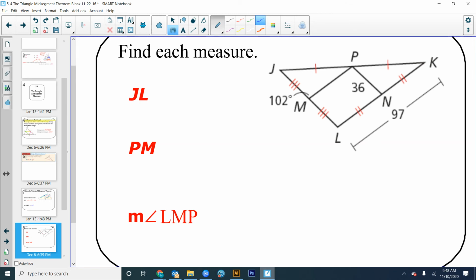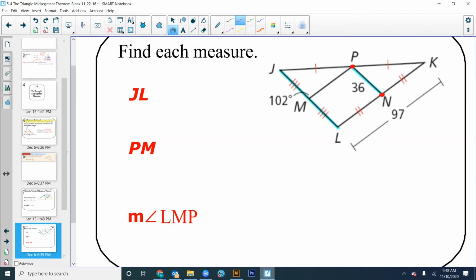All right, let's go over this. Logan, what'd you get for JL? 72. That's what I got. Double that mid-segment, right? By the way, how can we tell PN is a mid-segment? It connects a mid-segment connects what? How can you tell PN is a mid-segment?